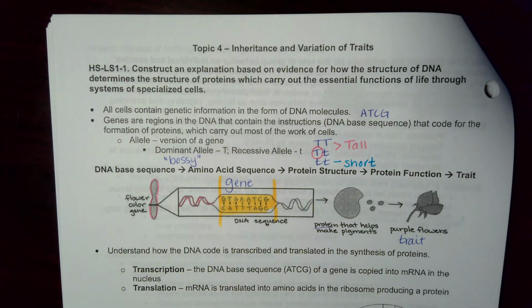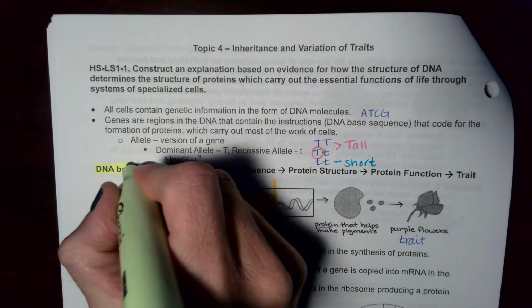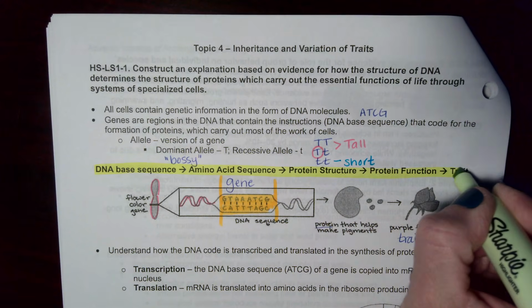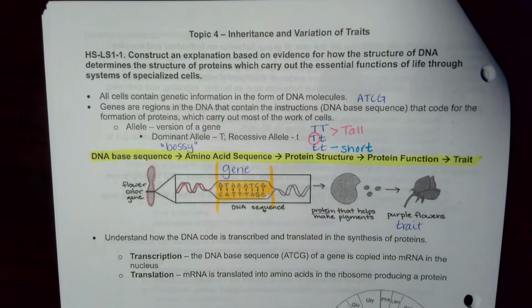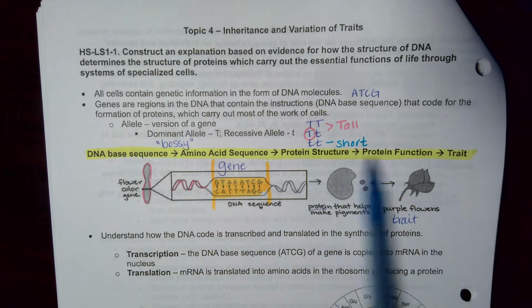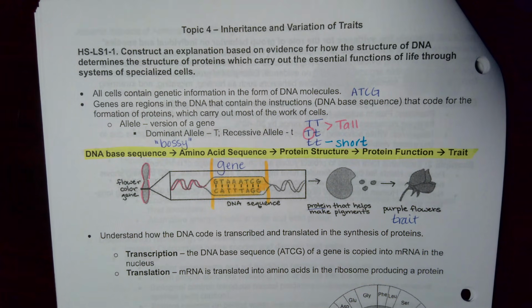If I was going to memorize one thing for all of my genetics questions, I would make sure that I knew this flow chart. This is going to help you answer any question that's based on making proteins. If I see a question that's asking about DNA base sequence, amino acid sequence, protein structure or function, I know that if I write down this flow chart, I have a much better chance of getting the question right.